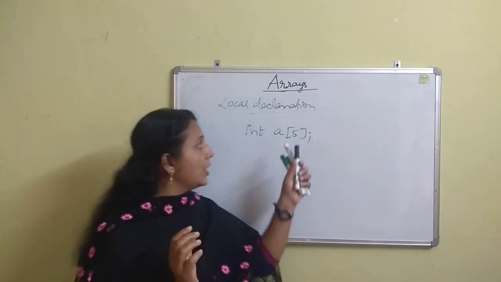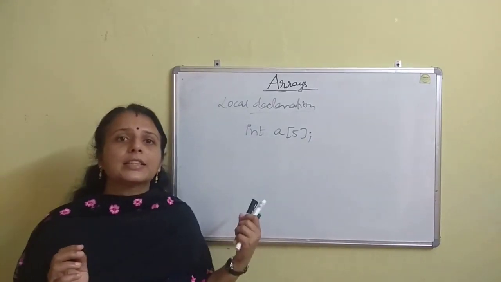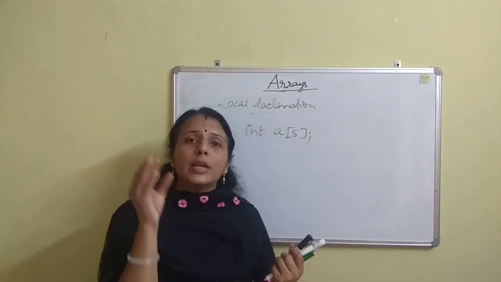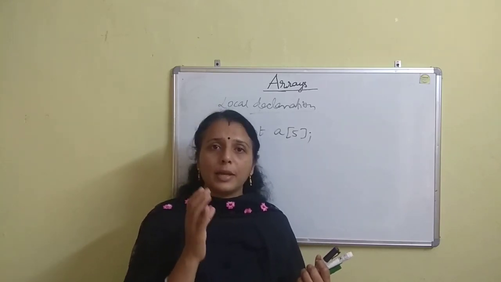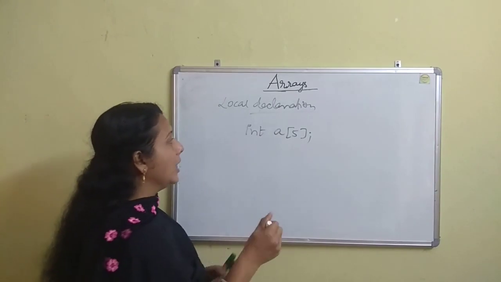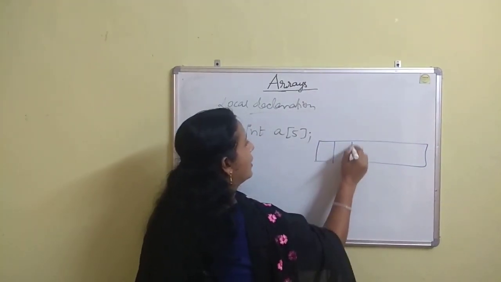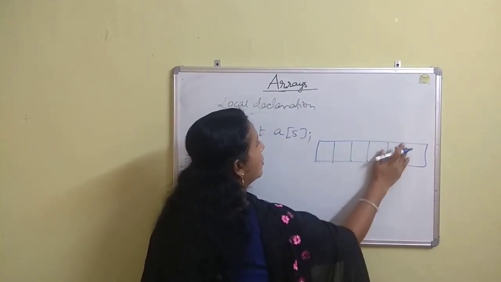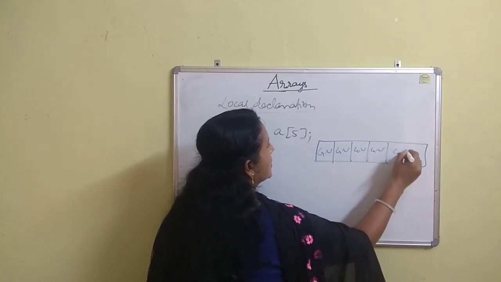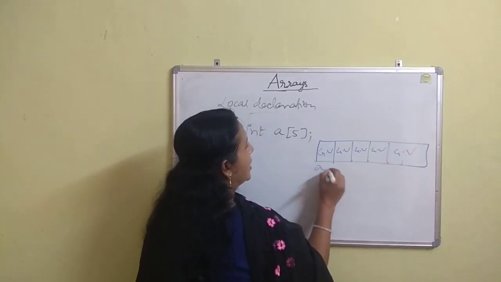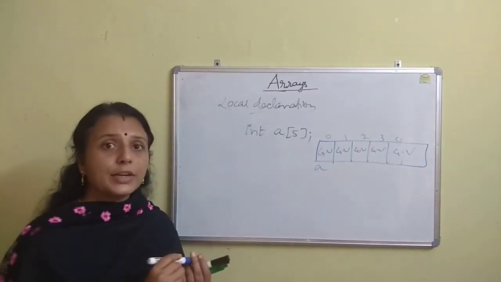And do you know what happens when you are not initializing anything into this array at compile time? The values inside the cells will be garbage values. It is going to hold garbage values automatically. That means when you are not initializing anything, these 5 cells will be holding garbage values. This is your array A, starting index is 0, likewise. Hope this is clear to all of you.